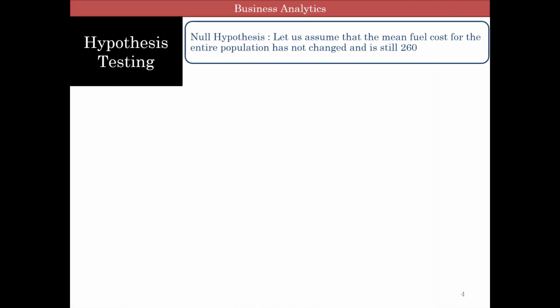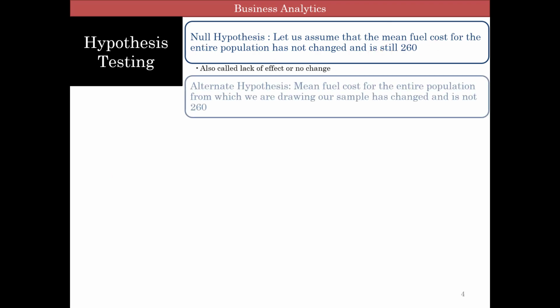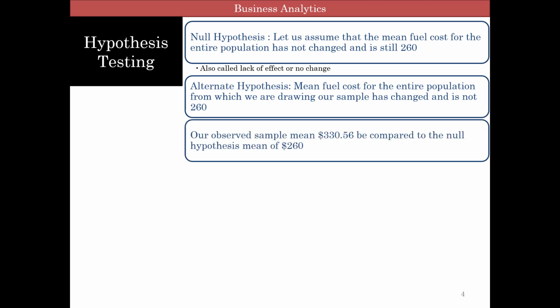So the null hypothesis does not change. We are going to assume that average fuel cost has not changed. It is still 260, and it's called lack of effect or no change. And our alternate hypothesis is saying that the average fuel cost from which our sample was drawn has changed and is not 260. It's a two-tailed test. So none of this is different from what you did in the previous example.